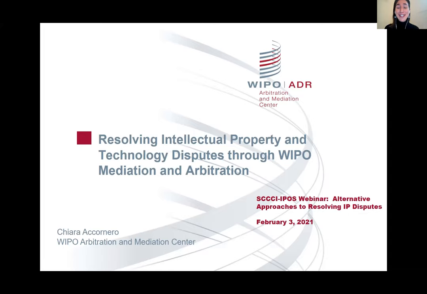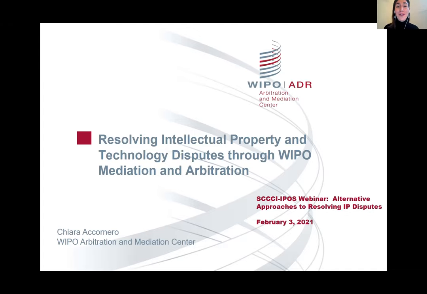Now, first things first, who is WIPO? What do we do? WIPO stands for World Intellectual Property Organization. So that's an agency of the United Nations, which is specialized in intellectual property. Maybe some of you may already be familiar with WIPO because WIPO provides a number of services for businesses. So it facilitates, for example, the international registrations of trademarks or patents or designs.